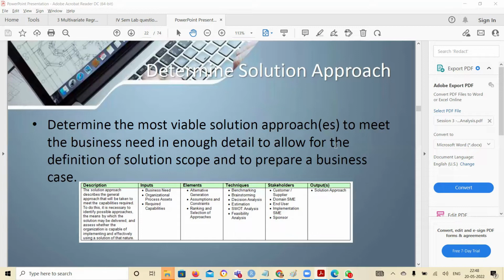Stakeholders we all know: customer, supplier, domain SME, end user, implementation SME, sponsor. And the document that we create is one single document, but there are different sections as part of it. Solution approach is the section that you will develop from this.